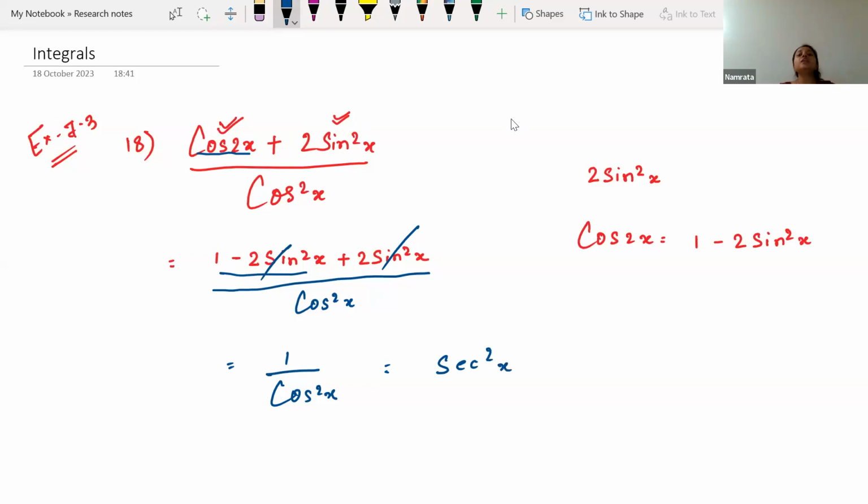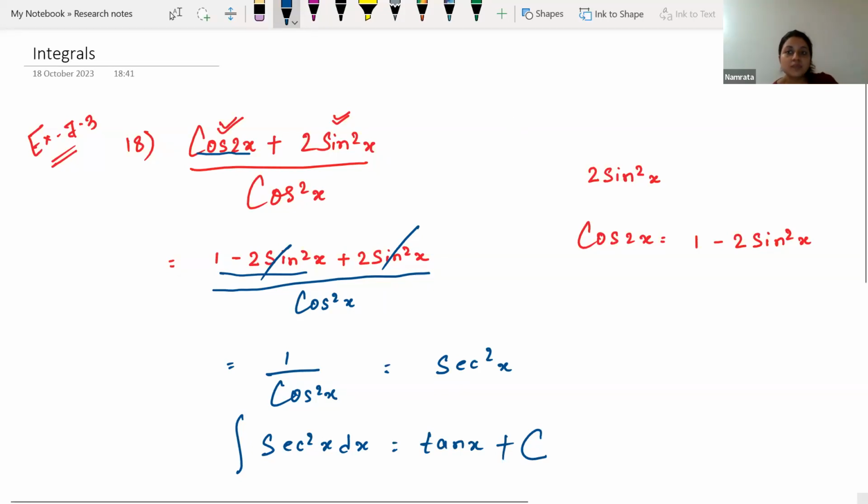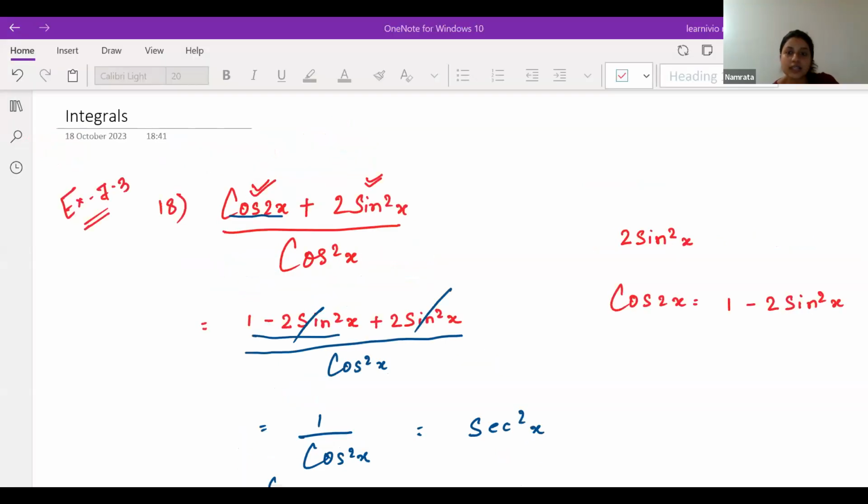So rather than doing the integration of the whole term, that is cos 2x plus 2 sin square x divided by cos square x, we ended up getting only sec square x. And we have to do the integration of this sec square x dx, which is tan x, right? Plus constant of integration. Is it clear to everyone? Yeah, is that clear? Okay, yes, it's clear. Let me take the other doubt.